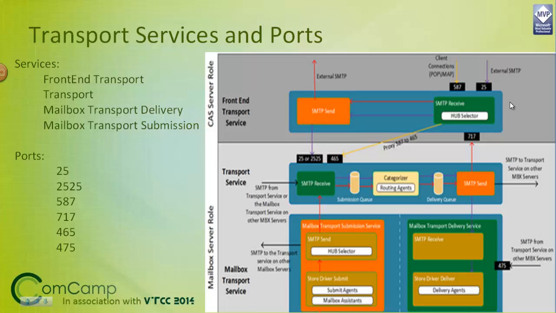Transport service receives the message on port 25 and 465. When CAS and mailbox are on the same server, transport service uses port 2525 to receive the mail from CAS, or to receive the email from external clients or CAS or from any other SMTP server.